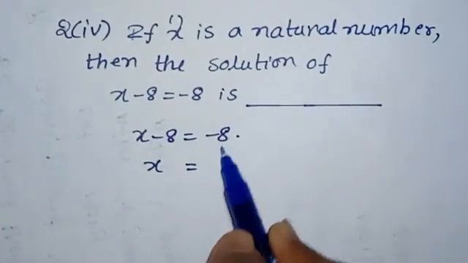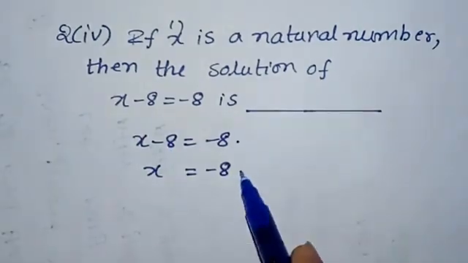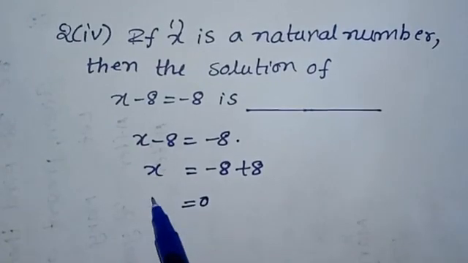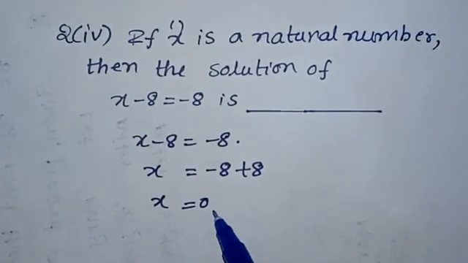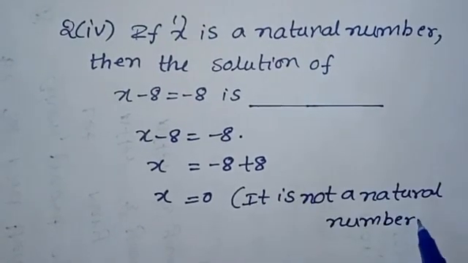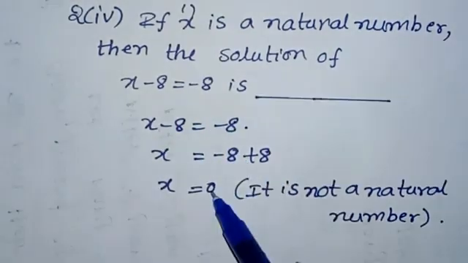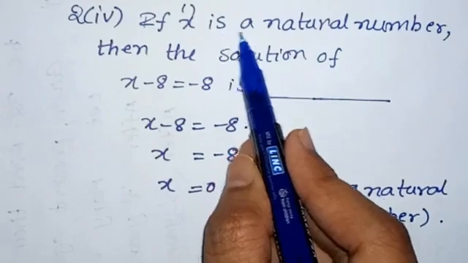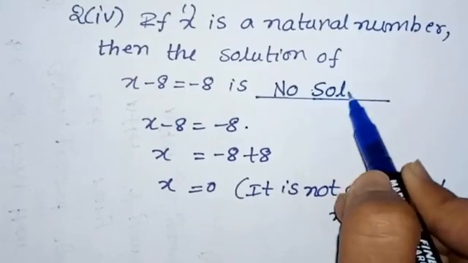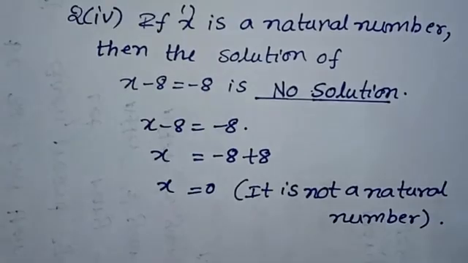So x is equal to minus 8, and on the left side minus 8 moves to the right side as plus 8. So minus 8 and plus 8 is equal to 0. So from this x equals 0. x equals 0 is not a natural number. For this equation x is 0, but the problem asks for x belonging to natural numbers. So there is no solution. So for second Roman fourth one, the answer is no solution.